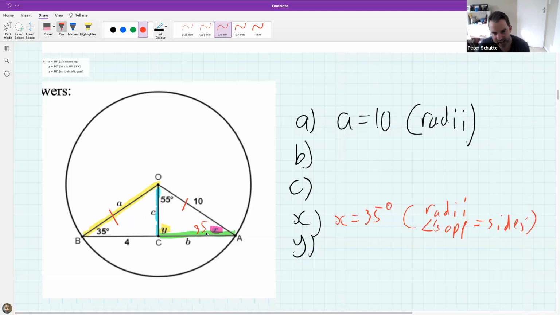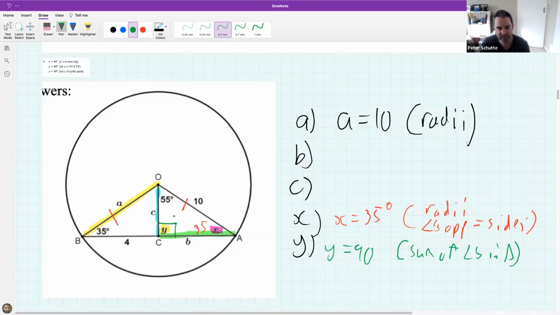If we know X is 35, well, then we know that Y must be 90. And the reason it must be 90 is all the angles in a triangle add up to 180. So we'll say the sum of angles in triangle. So this one over here will be 90.